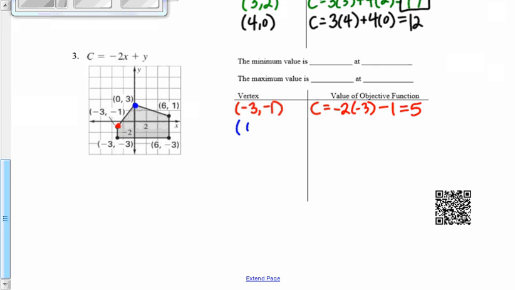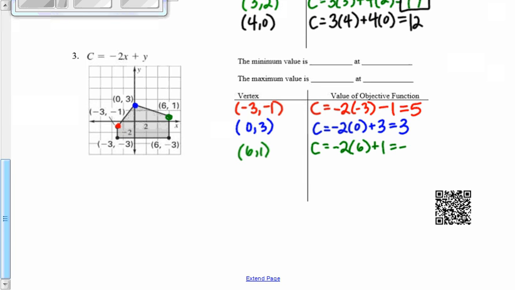0, 3. Plugging in 0 for x and 3 for y, so that would be 0 plus 3, which is 3. And we have 6, 1. So that would be negative 12 plus 1, which is negative 11.